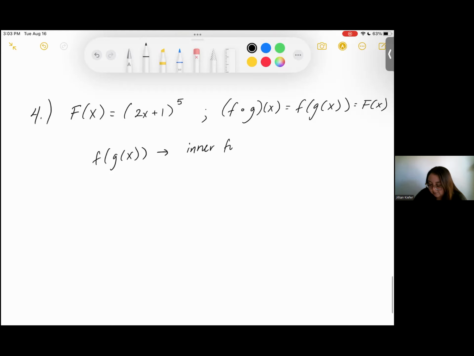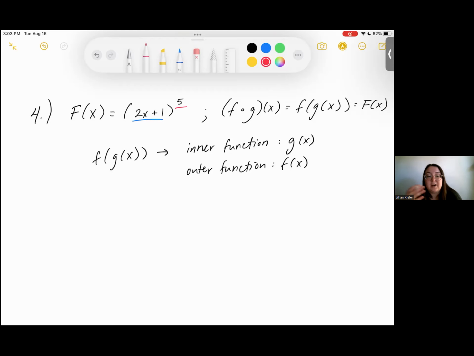The inner function is g of x, and the outer function is f of x, meaning that anything that can be described as on the inside is going to be g of x, and anything that could be considered on the outside is going to be f of x. Our function even has parentheses, which makes this distinction quite a bit easier, because we see that 2x plus 1 is inside parentheses. Well, this power of 5 is on the outside.